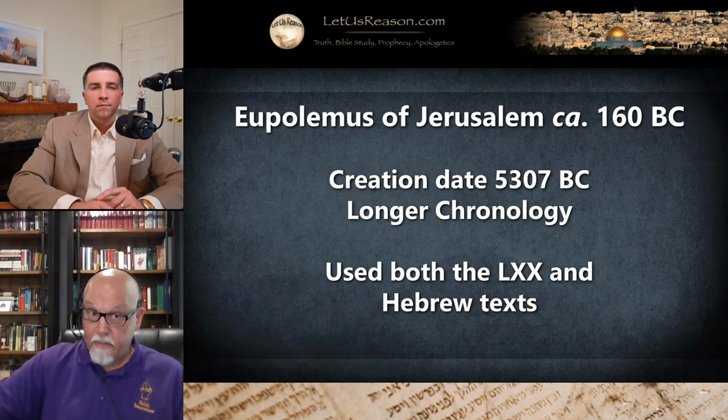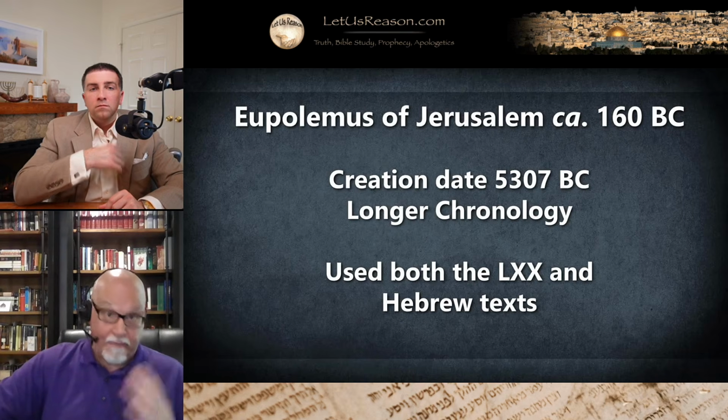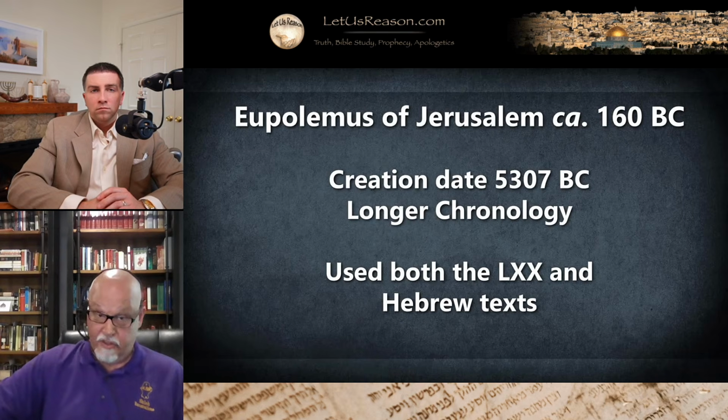He lived in Jerusalem. He was an aristocrat. Technically, he may have had access to the scrolls in the temple. We don't know that for sure, but he could have. He wasn't just some guy living in a cave somewhere. He was well known and recorded as such.